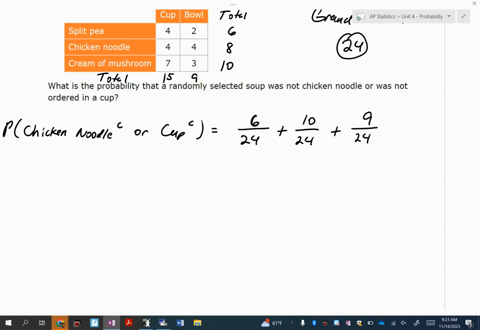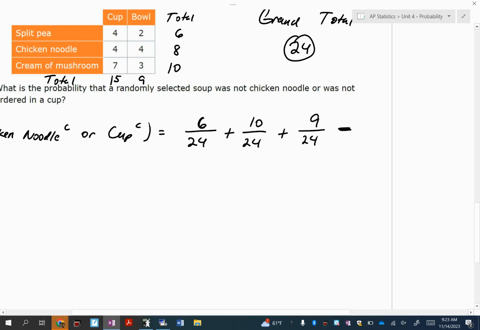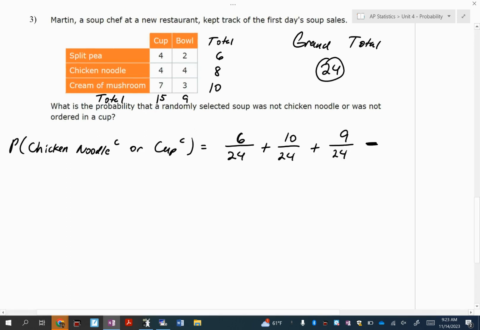Here's why. Because we are adding these together using or, correct? But are these disjoint events? If I order not chicken noodle, does that mean I have to order not cup? No, right? So the idea is I have to subtract where these are both happening. So I'm going to subtract out where I see split pea and bowl. So what's split pea and bowl? 2. And then where is cream of mushroom and bowl? 3.